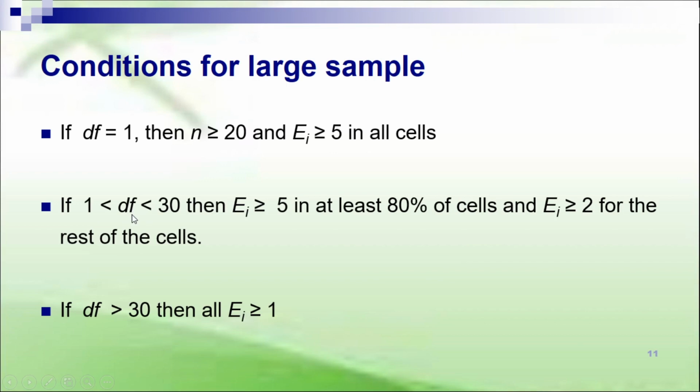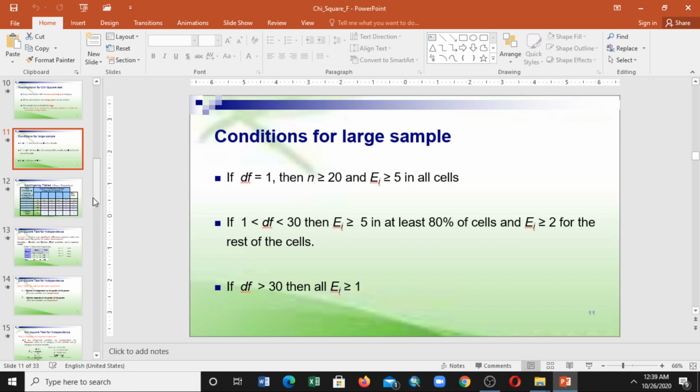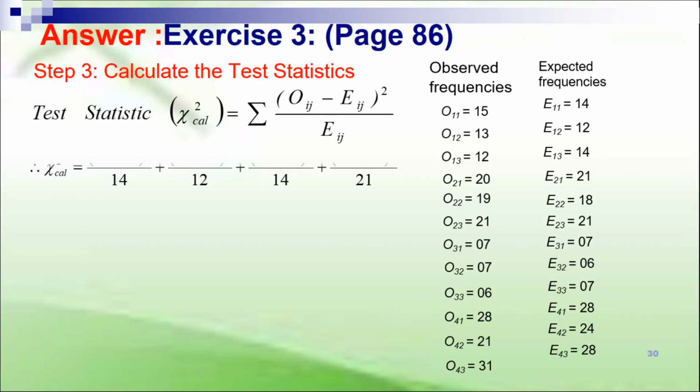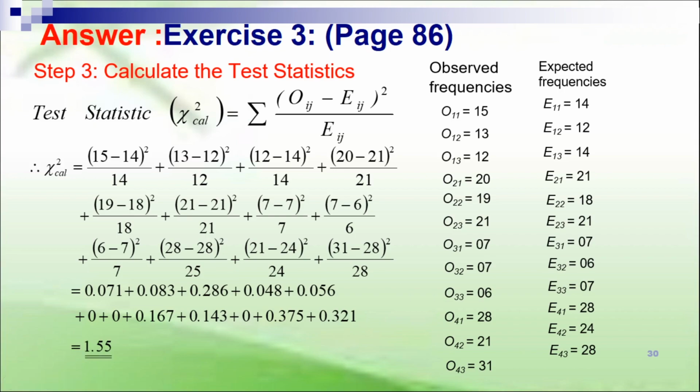Now see the condition for the large sample. Now we need to consider the second condition, because our degrees of freedom equal 6. Then we need to check these conditions. 80% of cells, in our example 12 cells into 0.8, 9.6, that means for almost 10 cells, the expected frequency should be greater than or equal to 5. For the remaining 2 cells, the expected frequency should be equal to or greater than 2. You can clearly see the condition is satisfied because the expected values of almost all the cells are greater than or equal to 5. Therefore, no need to worry about the large sample condition. We can proceed with the test.